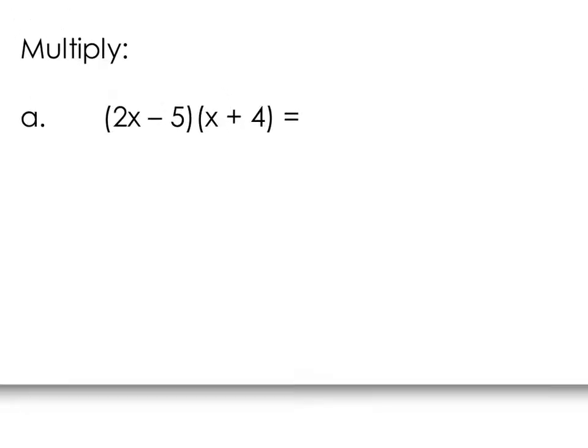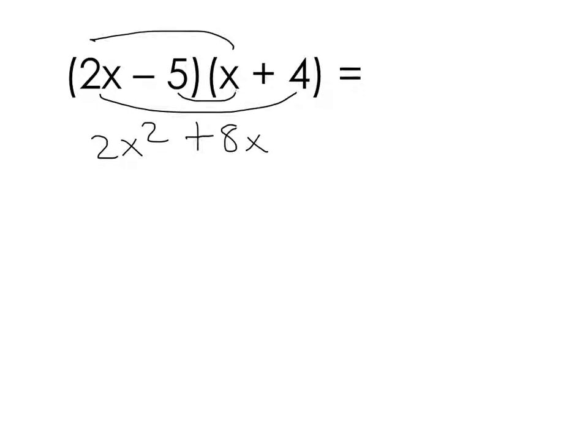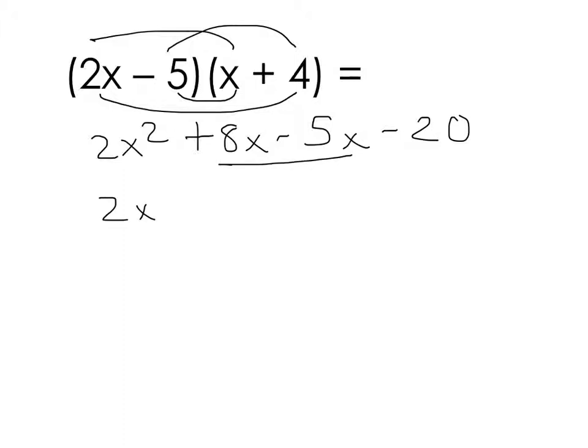So let's do this with FOIL. First, 2x squared. Outside, plus 8x. Inside, minus 5x. Last, minus 20. Outside and inside are like terms. Let's combine them. 2x squared plus 3x minus 20. That's it. That's our answer.